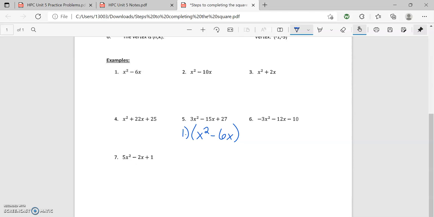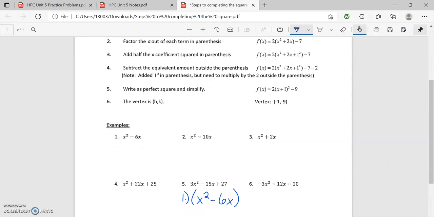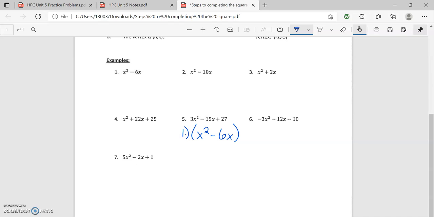Step 2 does say that we are going to factor the a out of each term in parentheses. Well, step 2, we don't really have a coefficient in front of the x squared. So I'm going to mark step 2 and then say no change, just again for the video.